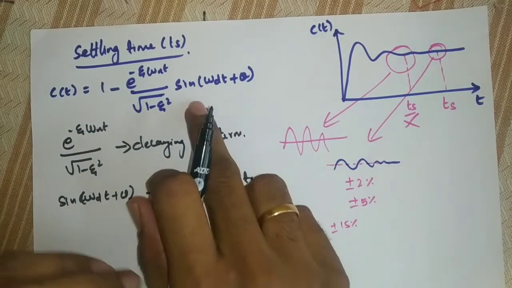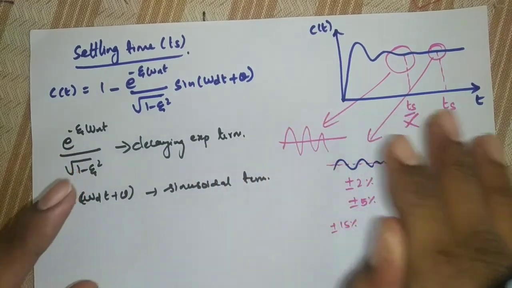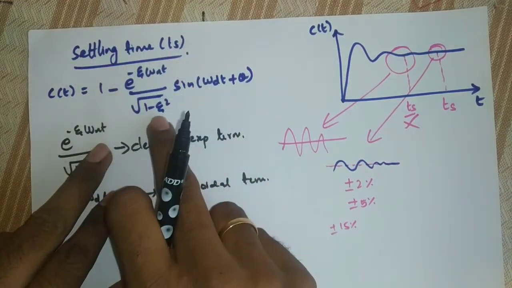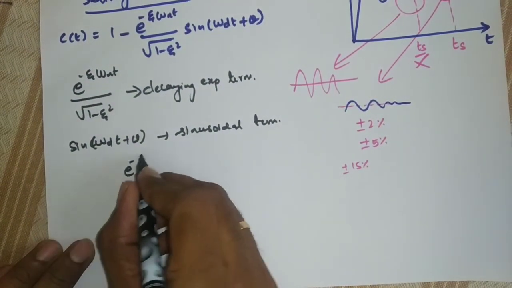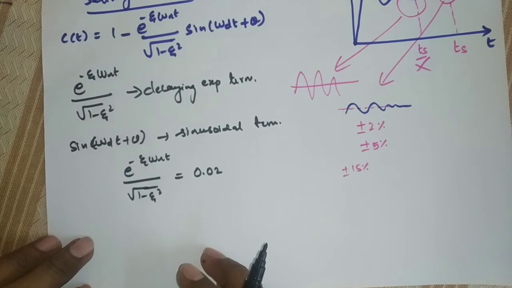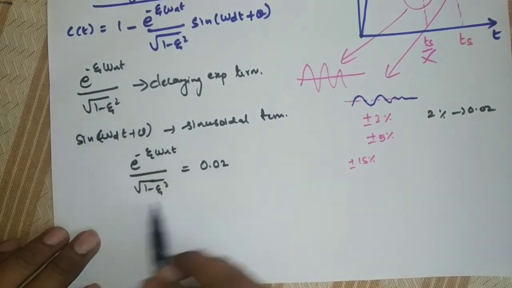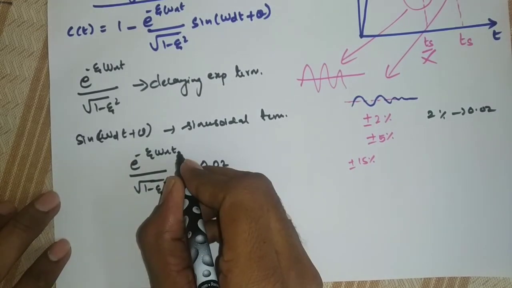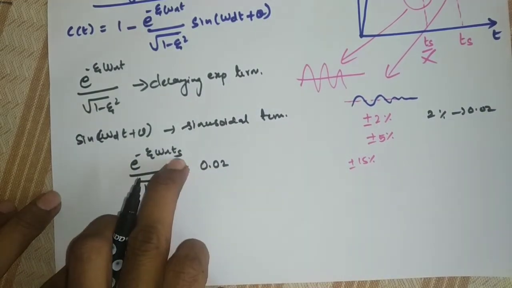Whatever the sinusoidal term does, it makes some continuous oscillation. The responsibility of keeping the system within 2 or 5% goes fully to the exponential term only. This decaying exponential term is making the 2% error. 2% is equivalent to 0.02, so we equate this whole term to 0.02. This is possible at time t equal to Ts, is it not? From this equation itself, we are going to find the value of Ts.